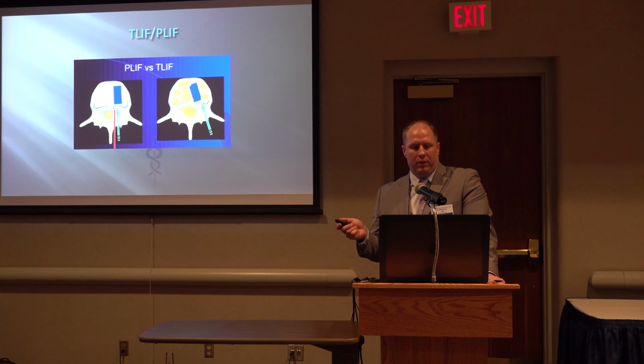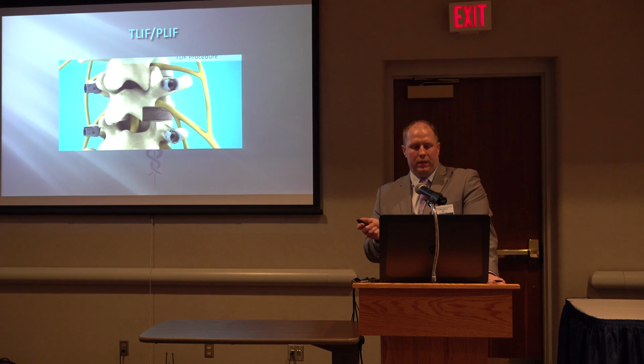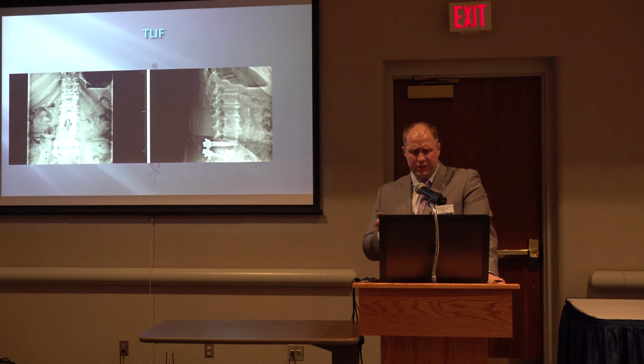So this is an example of a PLIF versus a T-lift. You can see the arrow indicating you have less risk to your neurologic structures with a T-lift rather than a PLIF. And this is an example of the decompression where you've removed the facets entirely and you get access to that disc space. This is an example of one of our T-lifts that we've done here recently.